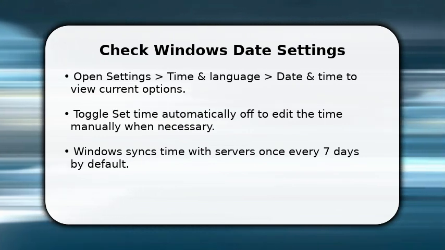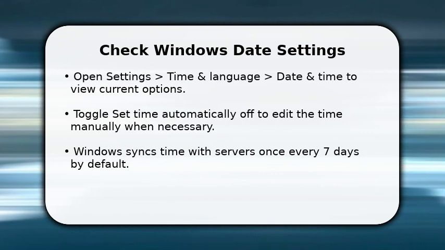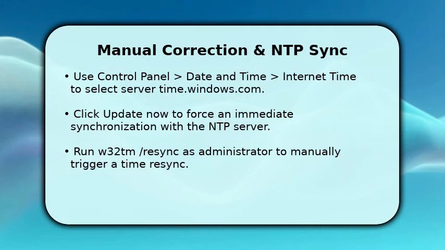Verify the time zone field shows the correct zone for your location. Remember that Windows syncs time with servers once every 7 days by default. Open Control Panel, then navigate to Date and Time to access the Internet Time tab.